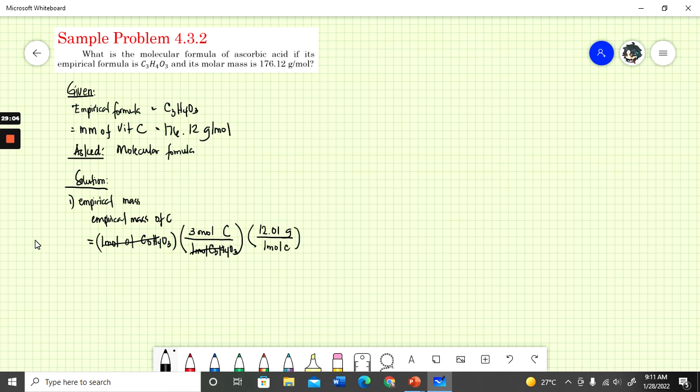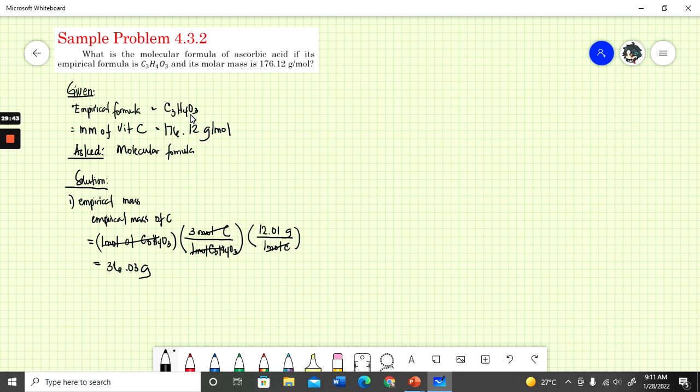So where did we get this? This is again the atomic weight, the bottom number found on the periodic table. We know that in 12.01 grams of carbon, there is 1 mole of carbon. Then we just cancel the moles of carbon, so you're basically left with 3 multiplied by 12.01, and that gives you the empirical mass of carbon, which is equal to 36.03 grams. So that's how you find the empirical mass of each individual element.